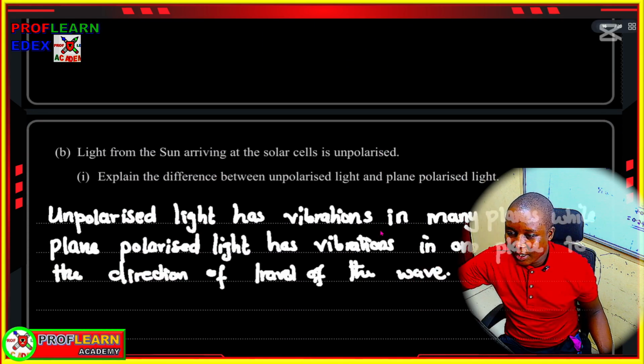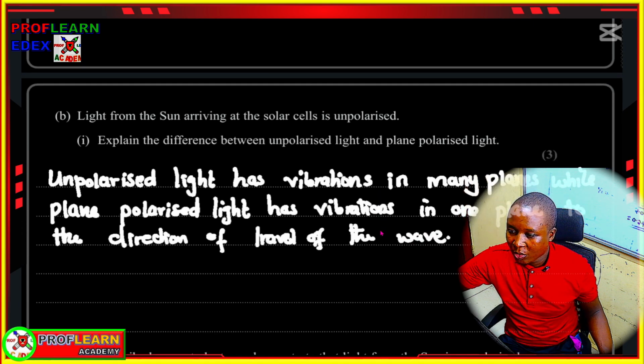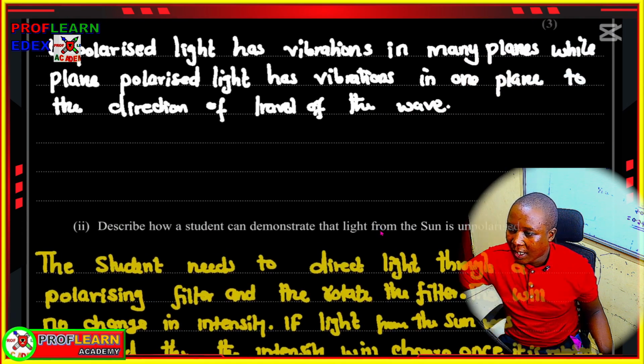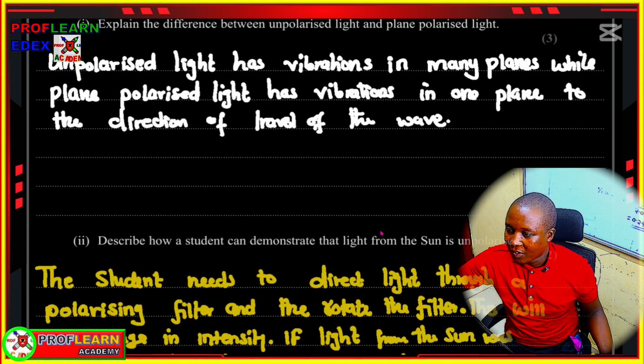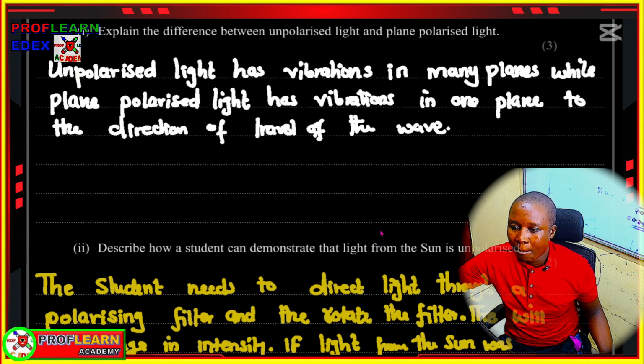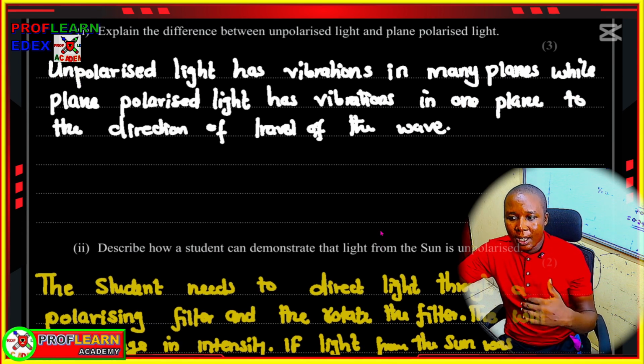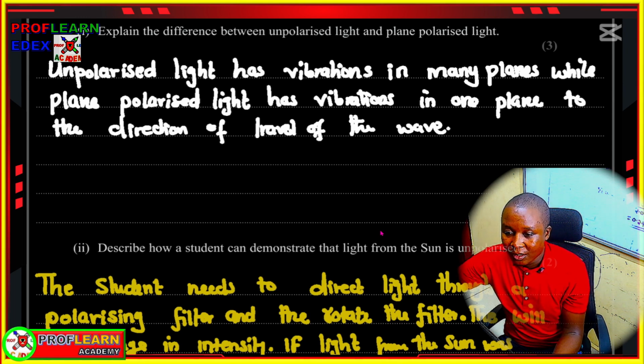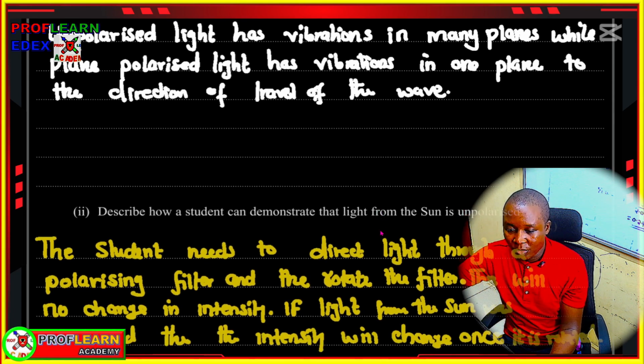Light from the sun arriving at the solar cells is unpolarized. Explain the difference between unpolarized light and plane polarized light. And we're going to say unpolarized light has vibration in many planes, while plane polarized light has vibration in one plane in the direction of the wave travel.